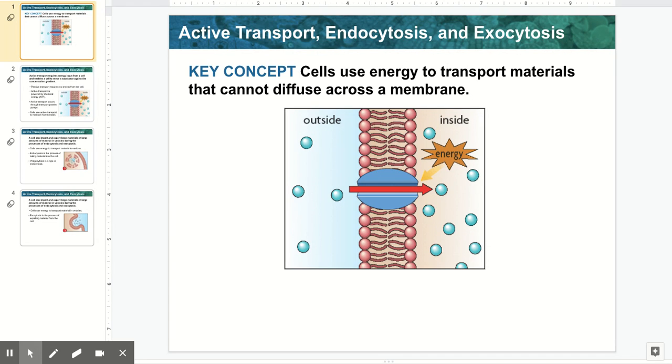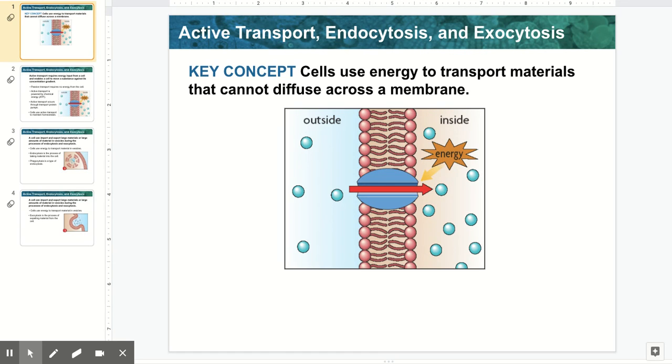So, in active transport, the big thing that should jump out to everyone, well, two big things really, is this little burst right here. Inside is the word energy. And so that should say to you right away that energy is required for this particular process.